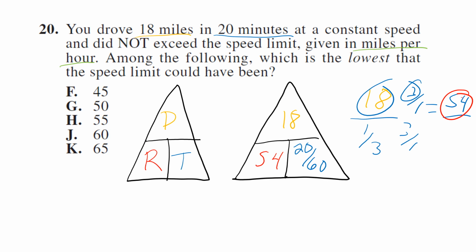So which could be the lowest speed? Well, you did not exceed the speed limit. So if you were going 54 miles an hour, 45 and 50 wasn't the correct answer because you would be exceeding the speed limit. So the least it could have been is 55. You stayed under 55 miles per hour. So your answer is H.